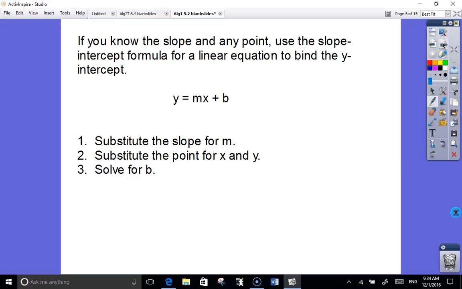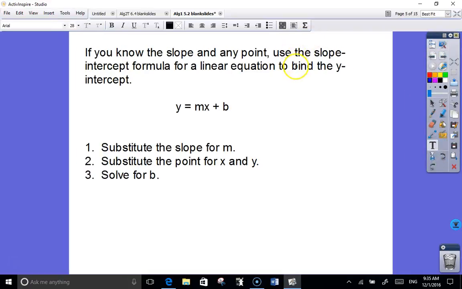So if you know the slope and any point, meaning not the y-intercept, use the slope-intercept formula for a linear equation to find the b, the y-intercept. So use y equals mx plus b. If you already know the m and you've got a point that will give you the x and the y, then the only thing you won't know is the b. So you substitute and solve.